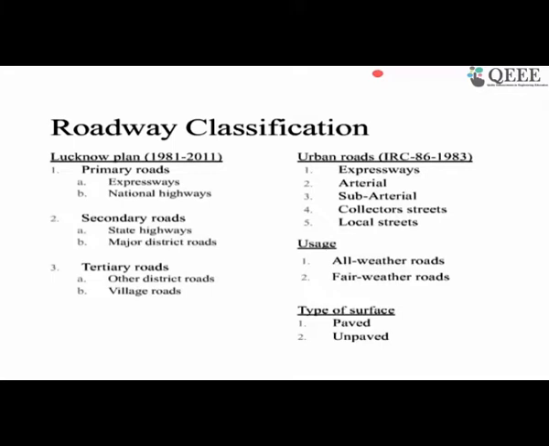Then comes the secondary roads. Secondary roads include state highways and major district roads. The tertiary roads are the other district roads and village roads. Coming to funding, the improvement funding and who is responsible for what: mainly the central government is responsible for the primary roads. So the expressways and national highways are mainly maintained or managed by the NHAI.